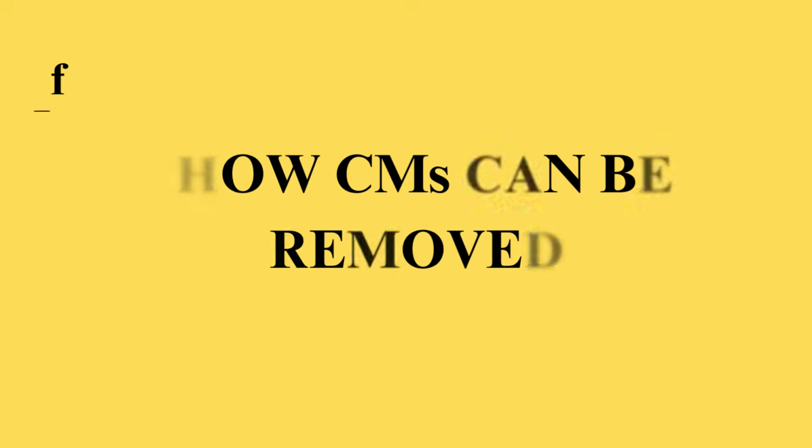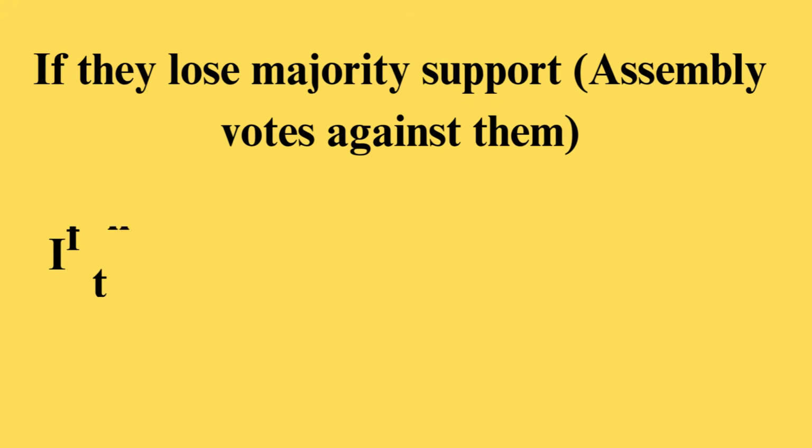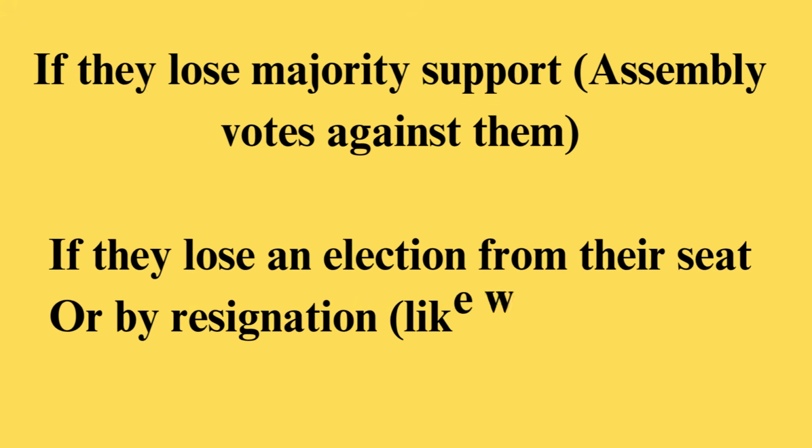How CMs can be removed. If they lose majority support, the assembly votes against them. If they lose an election from their seat, or by resignation, like when alliances break.